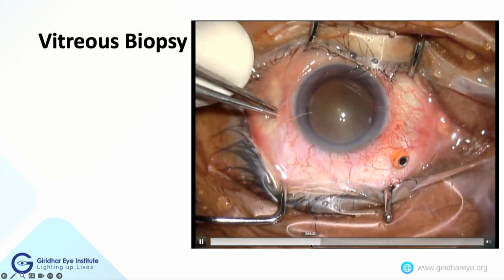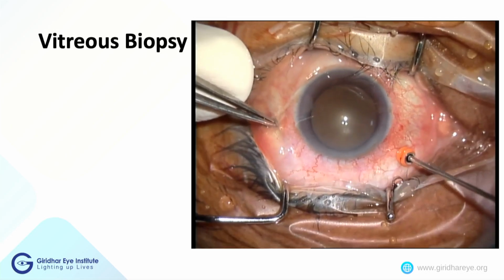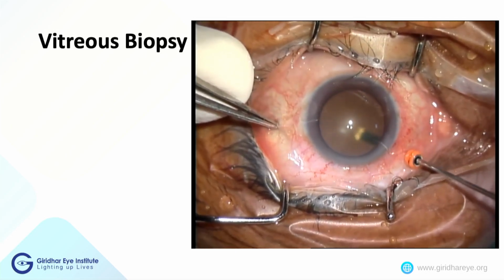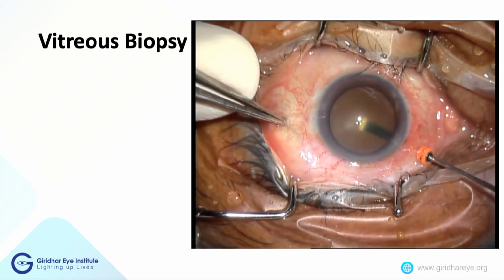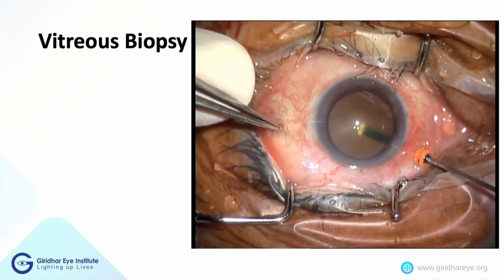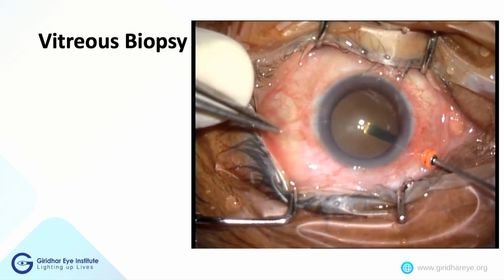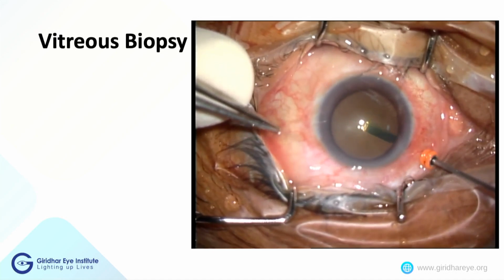The important thing is once you start aspirating with the cutter and suction, before you remove the cutter outside, you have to clamp the tubing. Otherwise, whatever little fluid you have aspirated will go into the tubing and you will not get any sample.